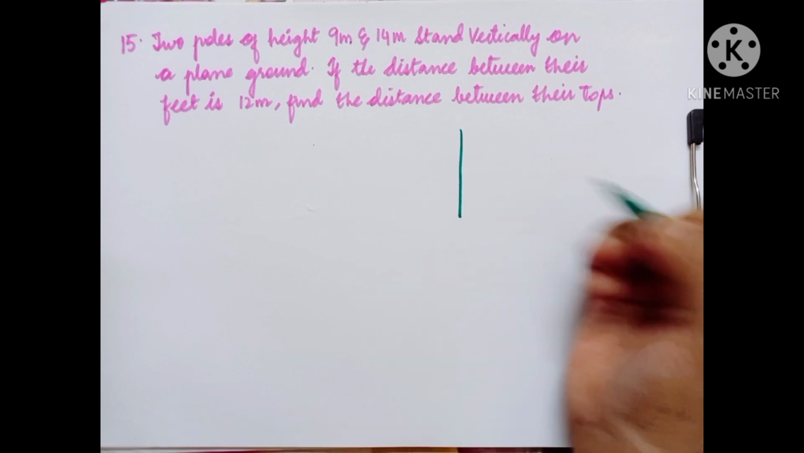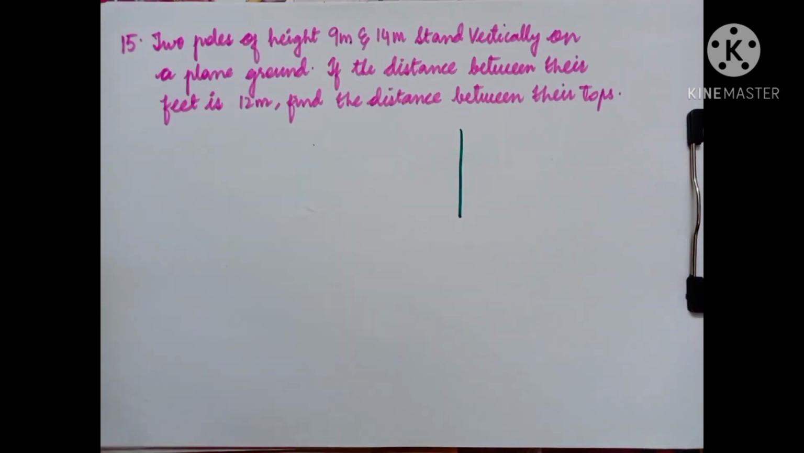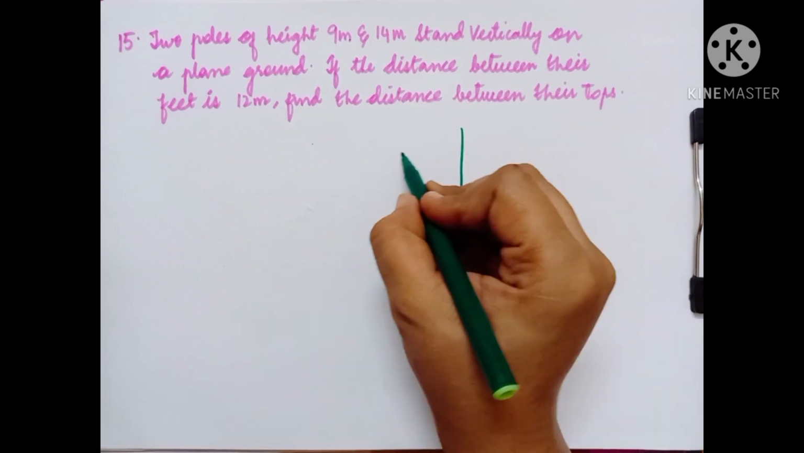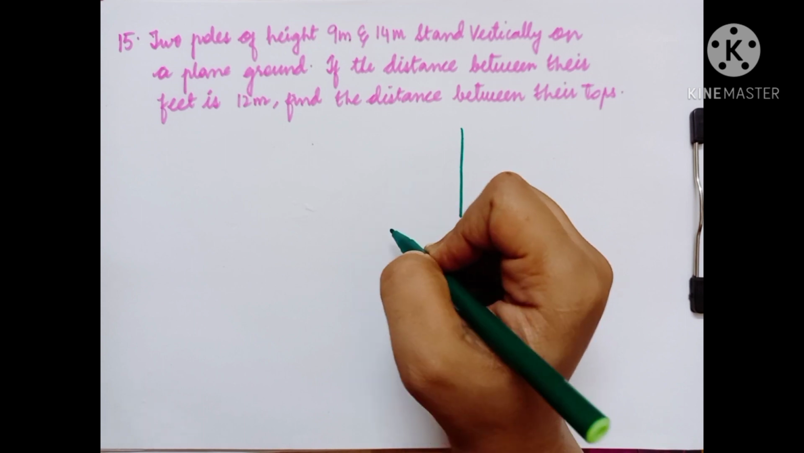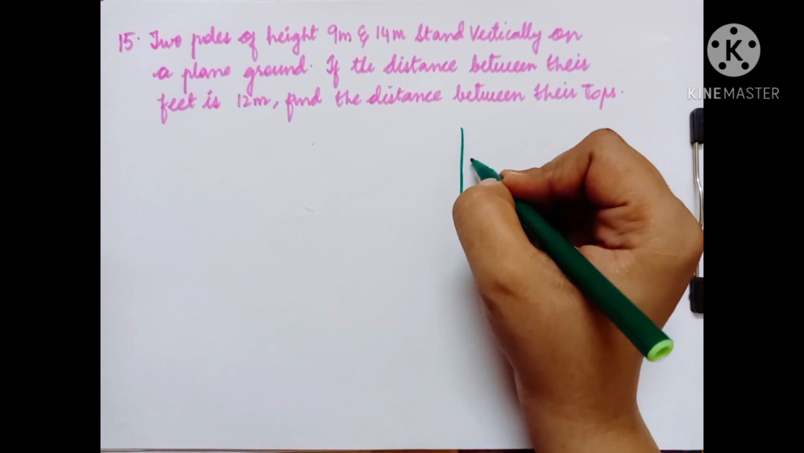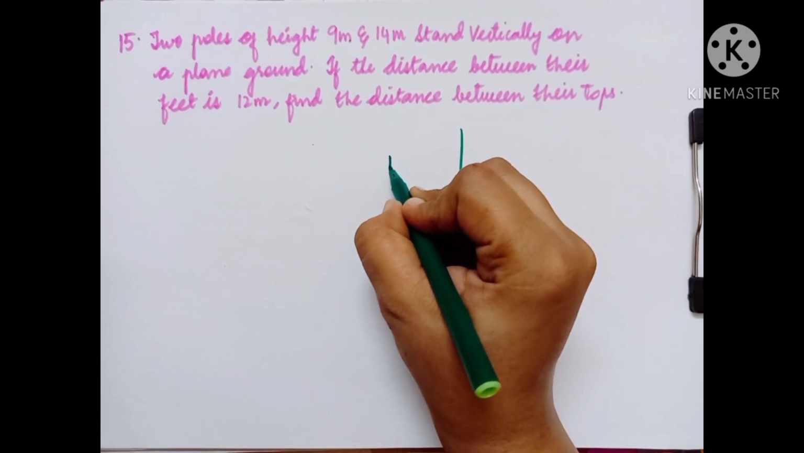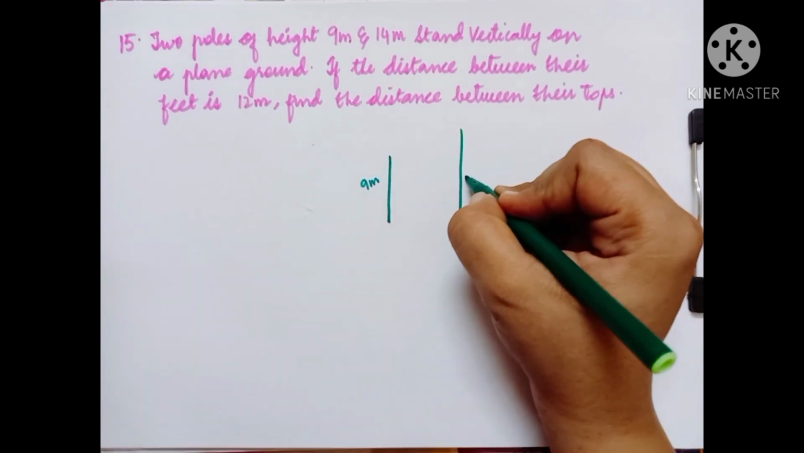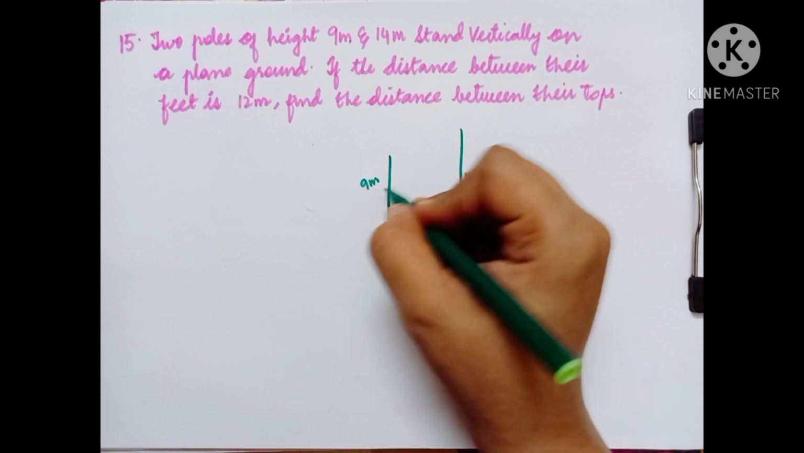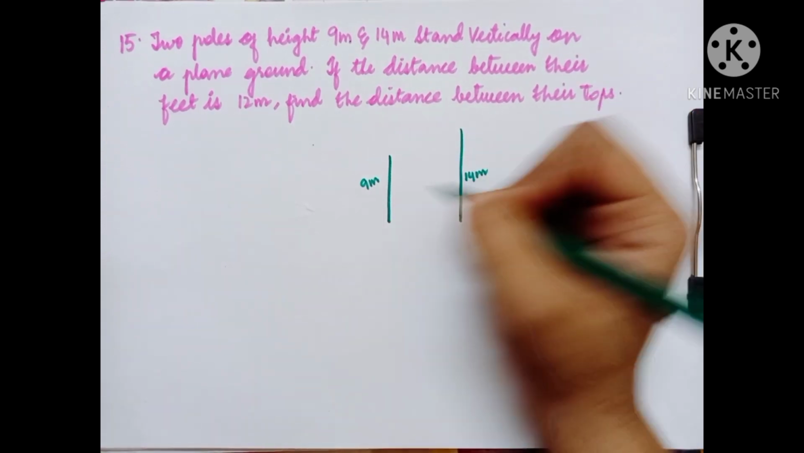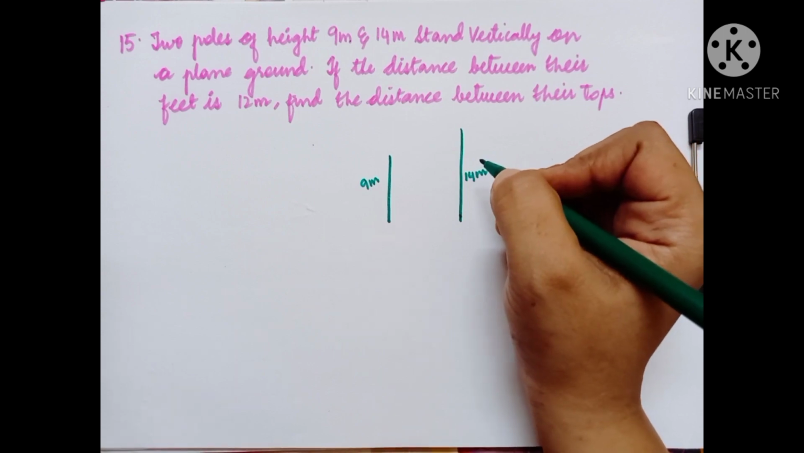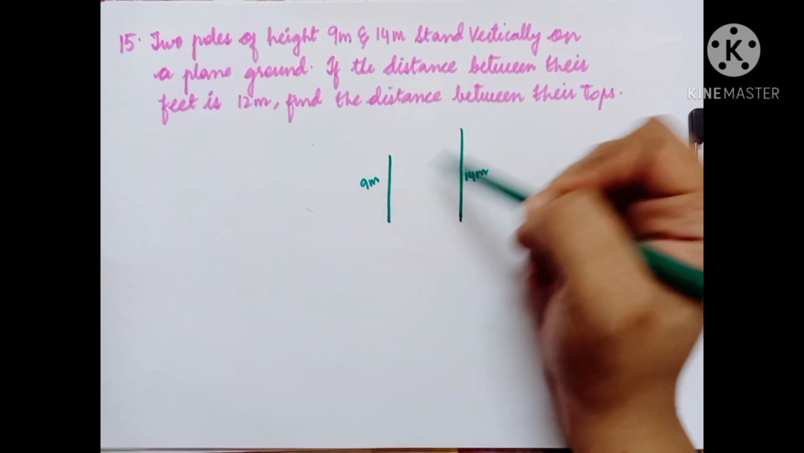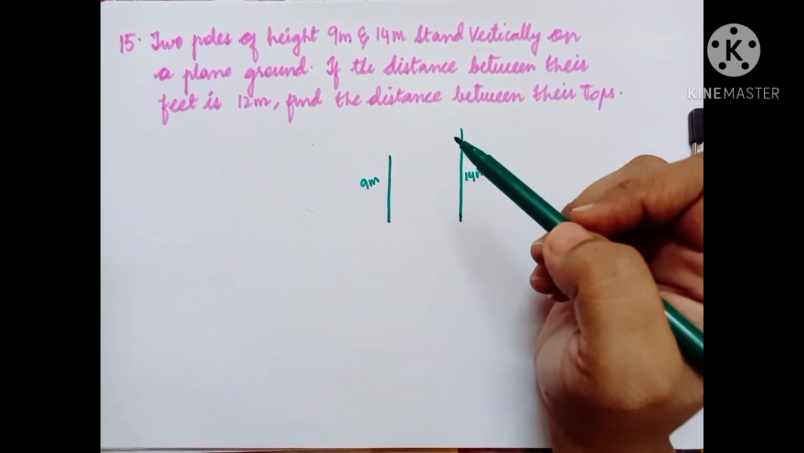You can assume this as one pole, and one pole is 9 meters and the other is 14. So let us assume this as 14 and this as 9. So this is 9 meters and this is 14 meters. Obviously 14 meters will be a little longer than 9 meters. So let us draw it like this, and it is standing vertically on a plain ground. So vertical poles we have drawn on a plain ground.